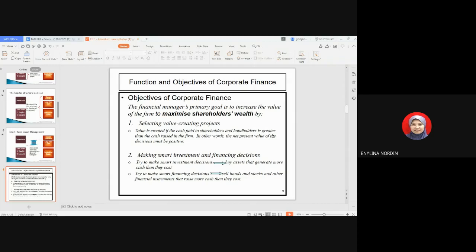Let's say the cost of the new building is 1 million ringgit. You must make sure the income that can be generated by this new asset in the future, for the next few years, is more than its cost. Then you can make a profit. So that's why NPV is positive. If the cash that you expected to be generated from this new asset is less than its cost, then there will be a loss. So that's why NPV is negative. Straight away, reject. So by selecting a positive NPV project, you are making a smart investment decision, in other words.